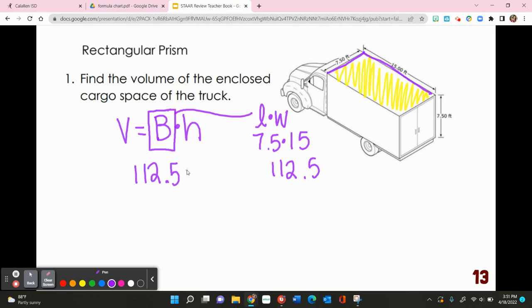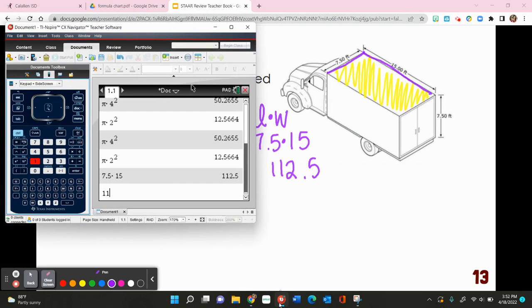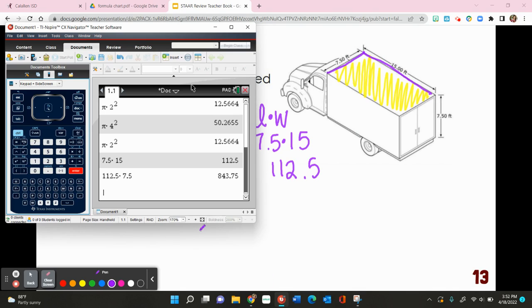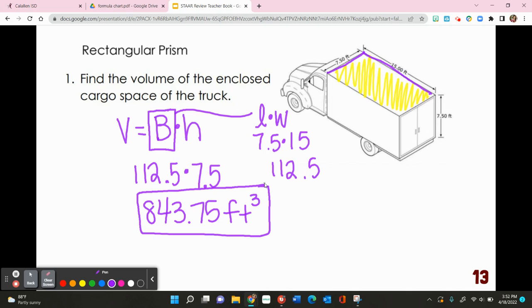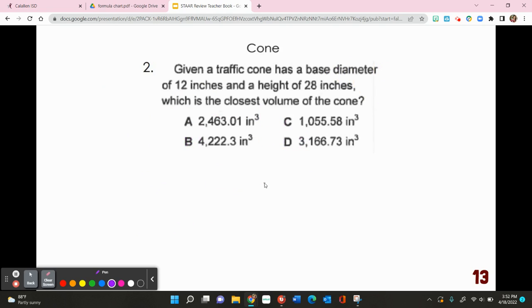So we have 112.5 times the height of our rectangular prism here, which is going to be 7.5. So we're going to plug this into our calculators, 112.5 times 7.5, and we see that the volume of this rectangular prism is 843.75. My unit here is feet, and since we're talking about volume, this is cubed. So again, the volume of this rectangular prism is 843.75 feet cubed. Next, we're going to go ahead and look at the volume of a cone.